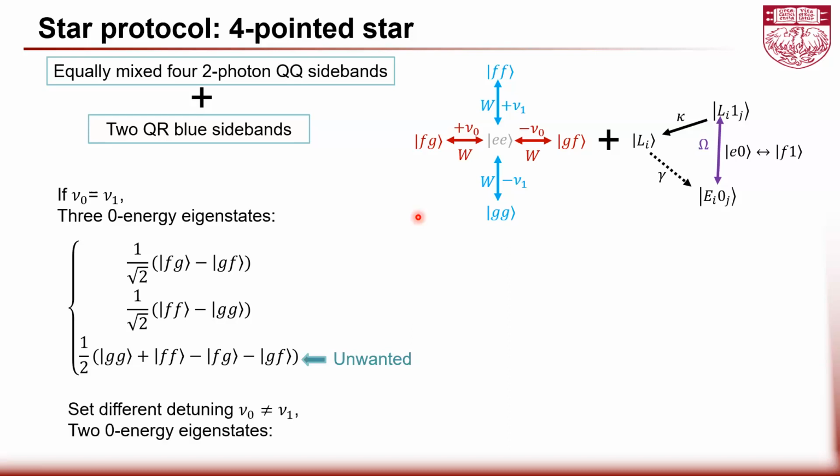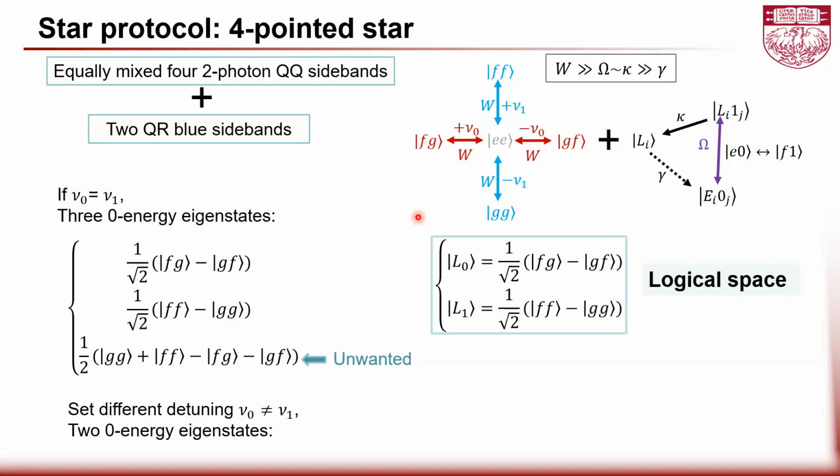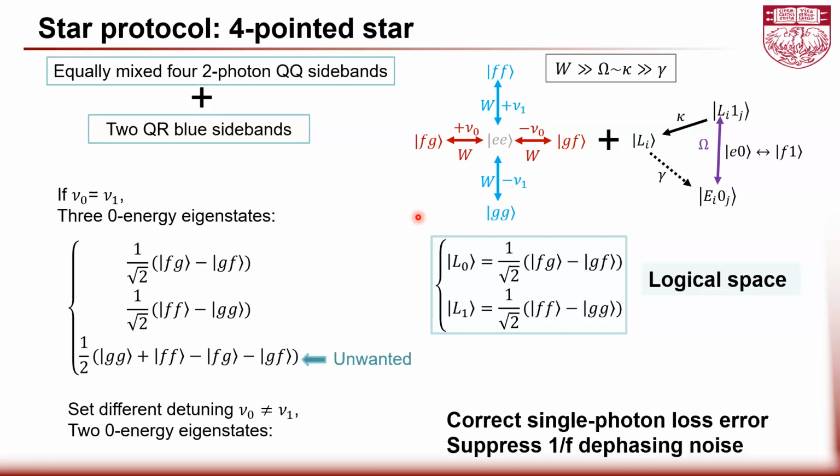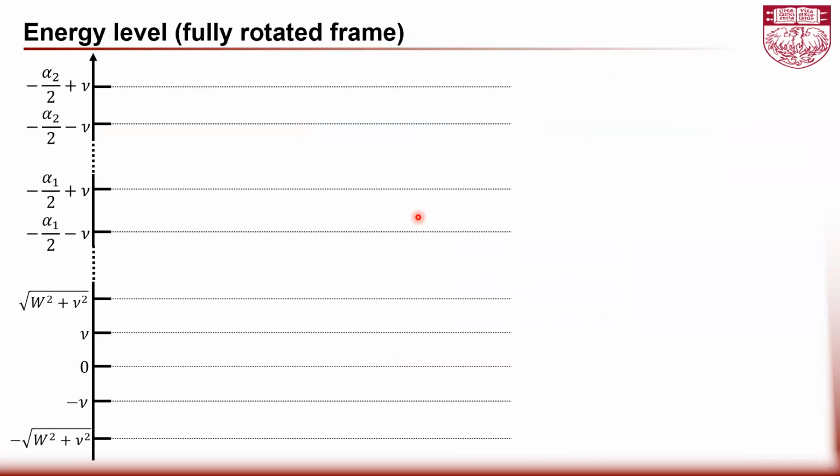To remove these unwanted eigenstates, we only need to choose different frequency detunings, nu0 being different from nu1. Then we will end up with only 2 states, L0 and L1, which is our star code logical basis. The star code aims to correct all of the single photon loss errors and suppress all of the low frequency dephasing noise. We can see that also from a different view by drawing out the energy levels.